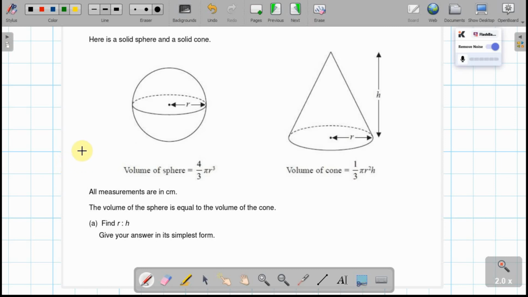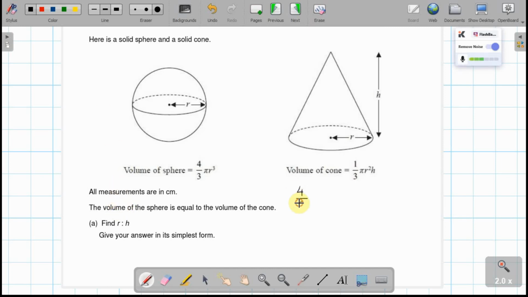Let's get started. Here is a solid sphere and a solid cone. The volume of the sphere is given in this question as 4 over 3 pi r cubed, and the volume of the cone is also given. The question says the volume of the sphere is equal to the volume of the cone. Find the ratio r to h and give the answer in the simplest form.